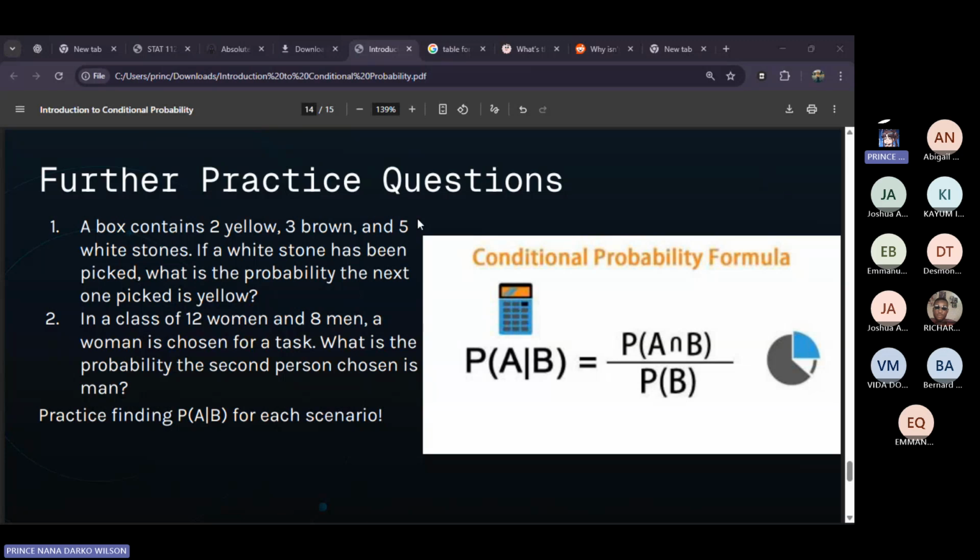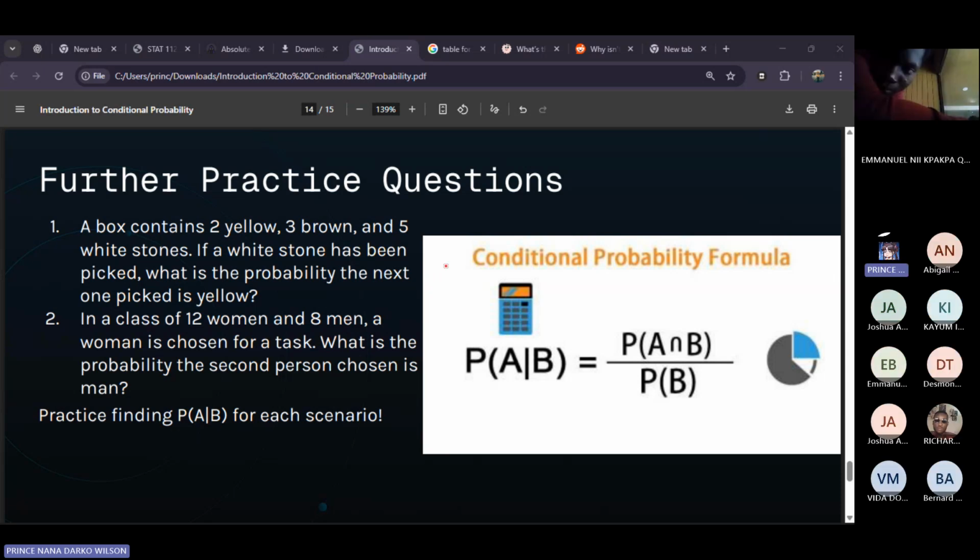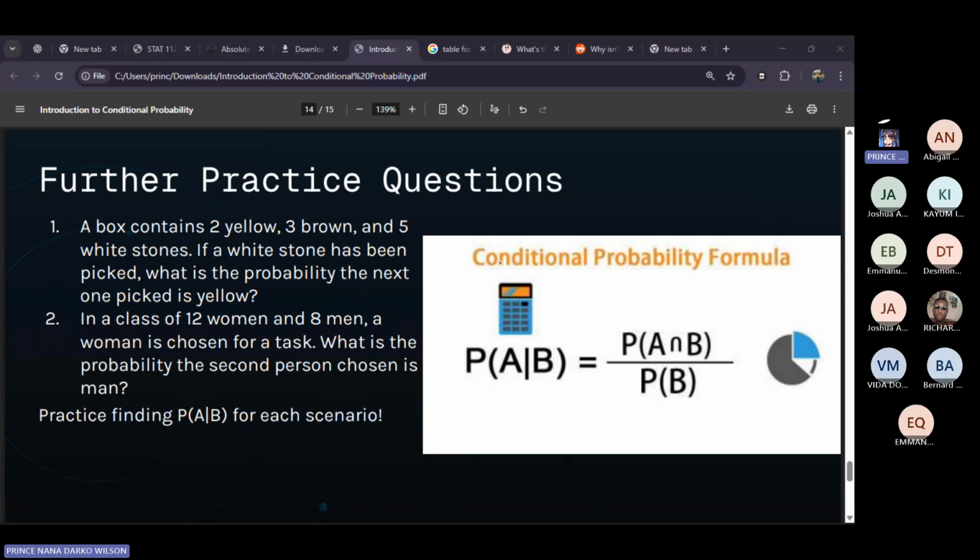Okay, yes, I believe Mr. Kayum or somebody mentioned that we should try working one of these problems using the formula, right? So then let's get to it. We picked this one right here, and we said we were going to solve that. We are using 2 yellow, 3 brown, 5 white stones. We are supposed to find the probability that the ball we are picking is yellow, given that the first one we initially picked is white. So yellow, given that the first is white.